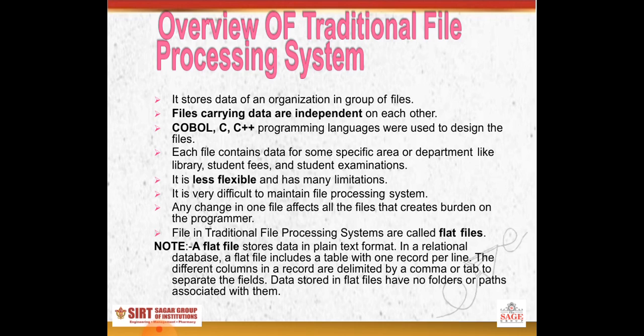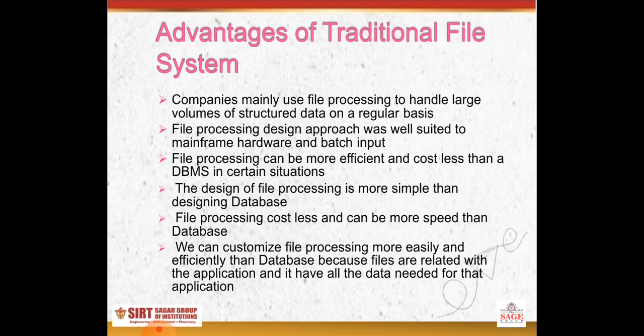Files in a traditional file processing system are known as flat files. Basically, a flat file stores data in plain text format with one record per line. The different columns in a record are delimited by a comma or a tab to separate these fields. Data stored in a flat file have no folders or paths associated with them.